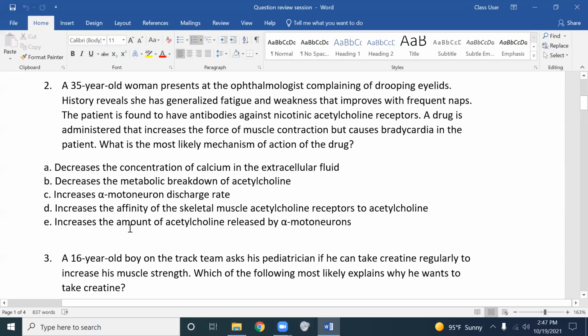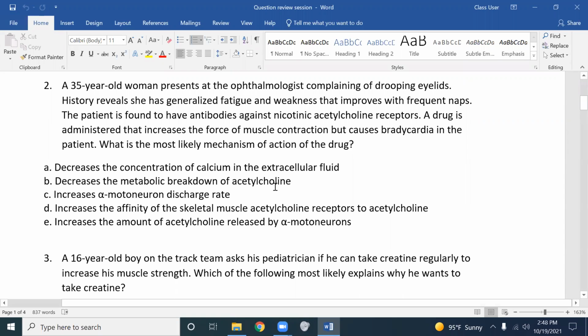E increases the amount of acetylcholine release. Really? It's B. It decreases the metabolic breakdown of acetylcholine, thereby allowing more acetylcholine at the synapse. So the answer is B.